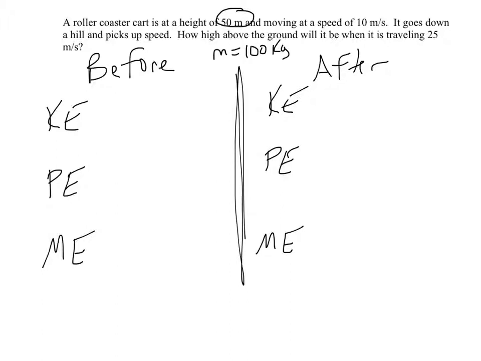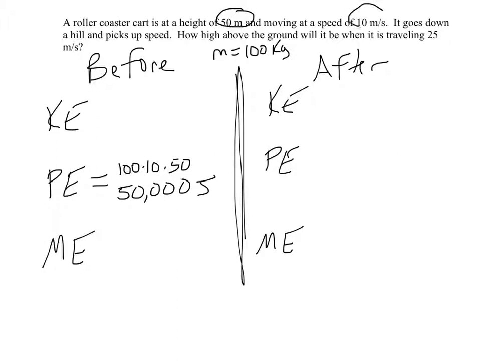So if you know the height of the cart, then you can calculate the potential energy of the cart, because the potential energy is mass times g times h, and so we can just calculate that. So 100 times 10 times 50, and that will be 50,000 joules. And so we can write that down.